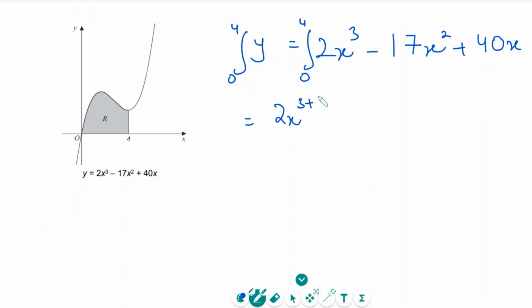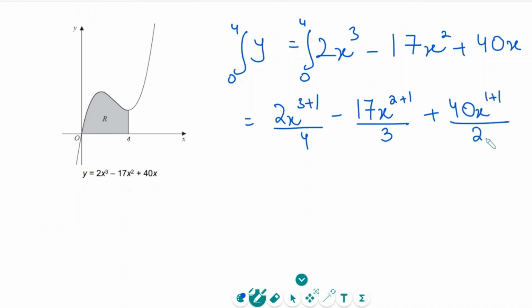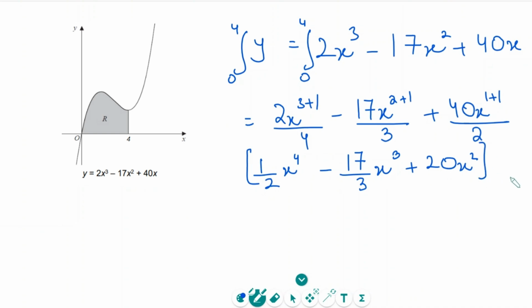2x³ plus 1, that is 4, so divided by 4, minus 17x², so that's 2 plus 1, which is 3, so divided by 3, plus 40, x has a power of 1, so 1 plus 1, that's 2, divided by 2, and this gives me 1 over 2 x⁴ minus 17 over 3 x³ plus 20x². Now I'm going to apply the limits 0 to 4 because this is a definite integral. I'm not going to add a plus c.